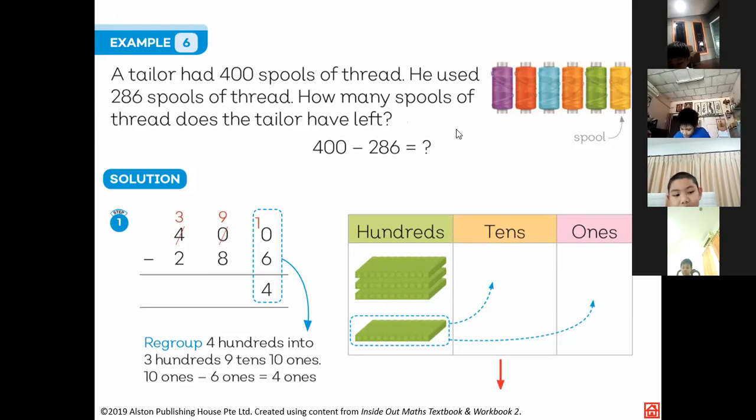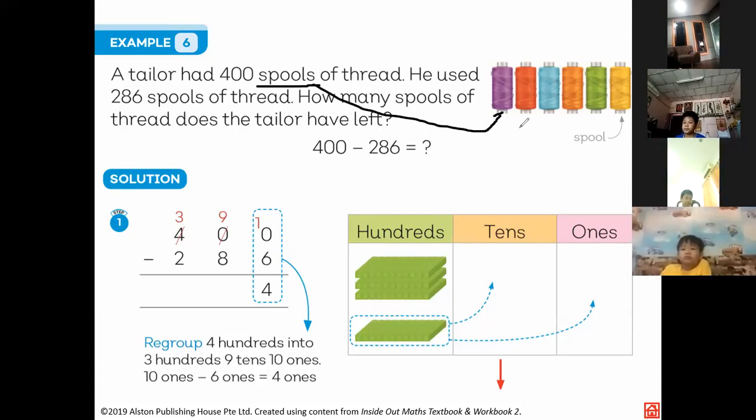Okay, so I'm gonna read one more time. A tailor had 400 spools of thread. He used 286 spools of thread. How many spools of thread does the tailor have left? Okay, first and foremost, class, what is spools? Spools is this one, this one. That is spool. If it's only one, spool. If it's more than 1, 2, 3, or 4, it's spools with letter S. Okay. And what is thread? So thread is this one.